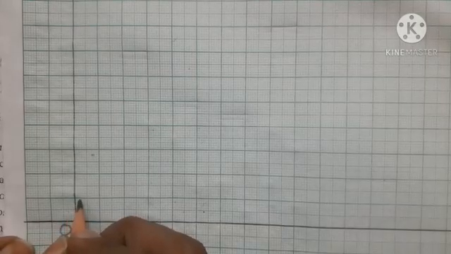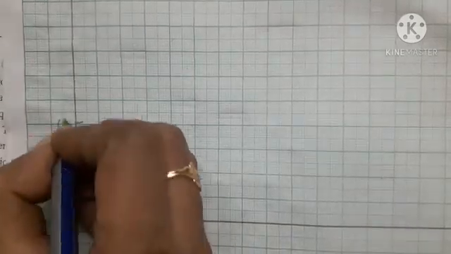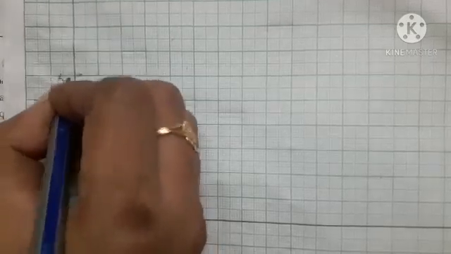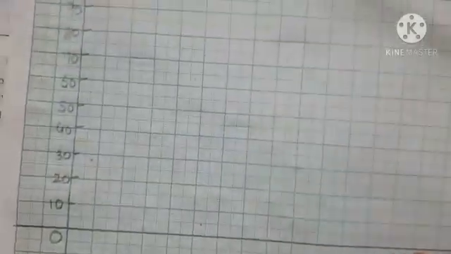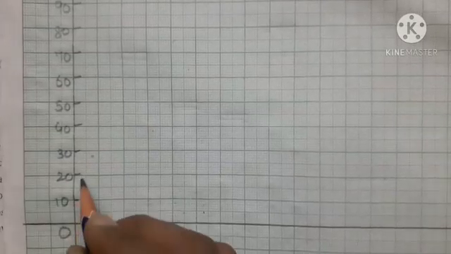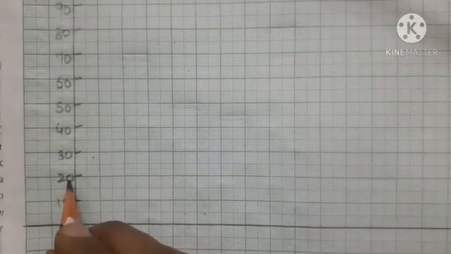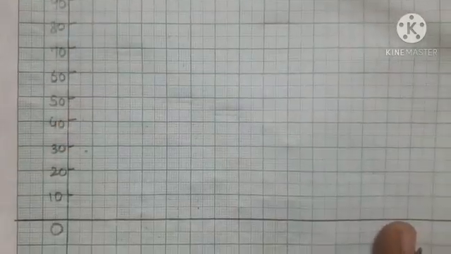Now we will write the scale. We will take the scale as 1 centimeter equals 10 plants. We will start from here: 10, 20, 30, 40, 50, 60, 70, 80, 90 and 100. If you want, you can take the scale as 2 centimeters also. Then you have to leave 2 squares, which means you have to start 10 from here, then 20 here, then 30 here. Whatever you want, you can take the scale.